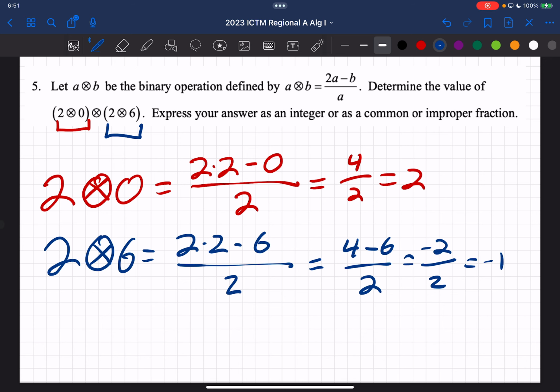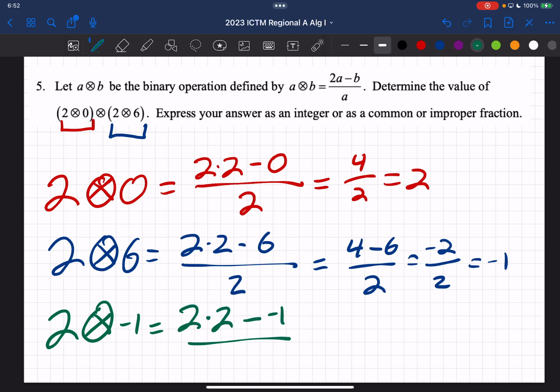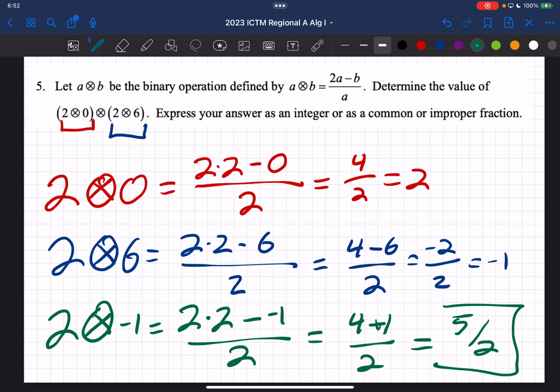So now we need to take these two answers that we've come up with, and we need to calculate 2 railroad 1. So 2 times 2 minus negative 1 all over 2. So that's 4 plus 1 over 2, which gives us 5 halves. And there's our answer.